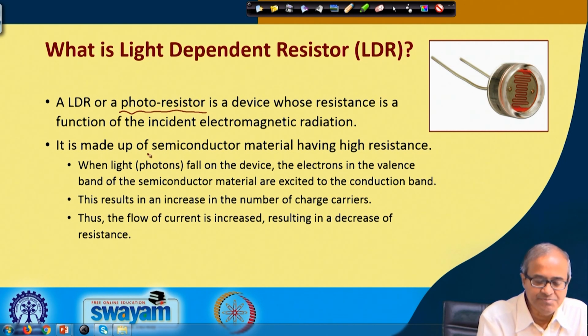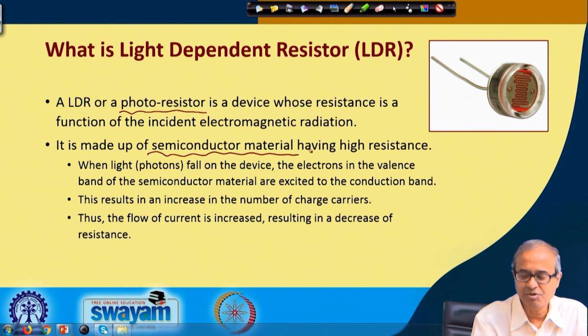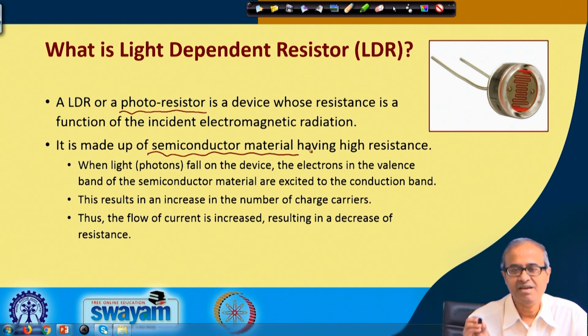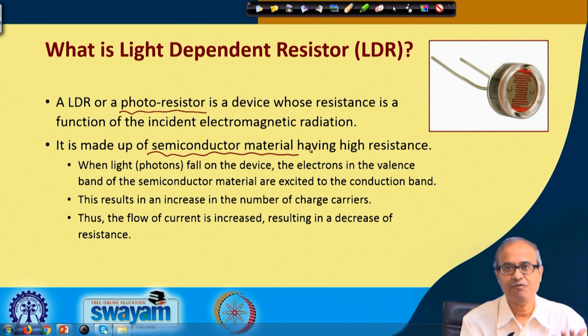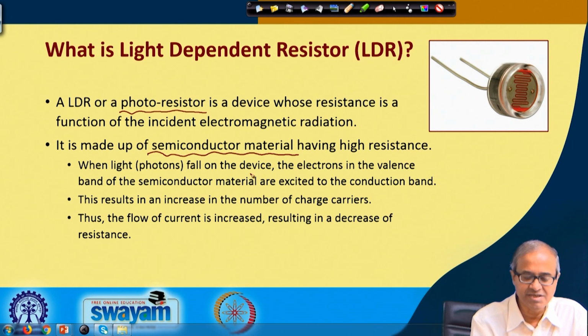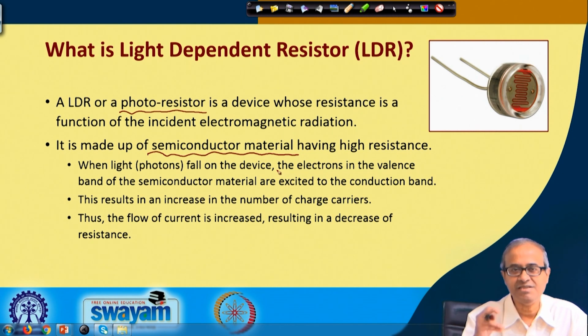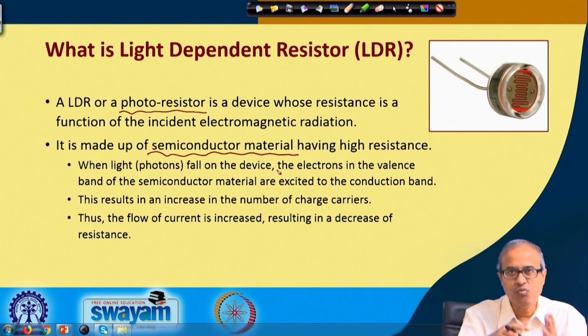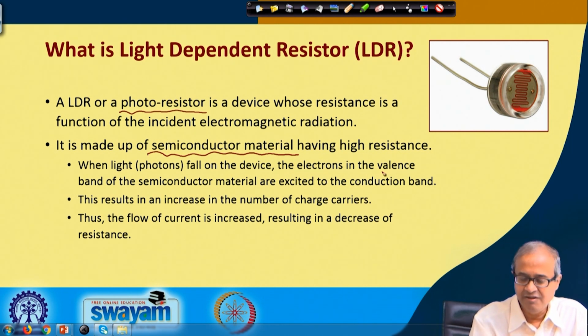Internally it is made out of some semiconductor material, because semiconductor materials have this kind of photoresistive property. When light falls on them, their resistivity changes. Okay. So, here some explanation is given. When light or photons fall on the device, the electrons inside the device move from one state to the other. Typically, they move from the valence band to the conduction band.